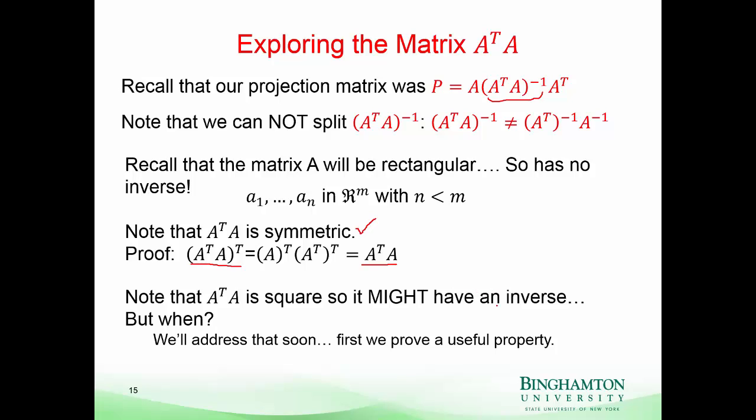And we claimed that it has an inverse exactly when the columns of A are independent. And we're going to prove that. That's the answer to this question, but when? It's when the columns of A are independent, and we're going to address that issue soon. We'll prove it and see. But to do that proof, it's handy to have an additional property that we can prove first and then use. So we'll take a look at that.